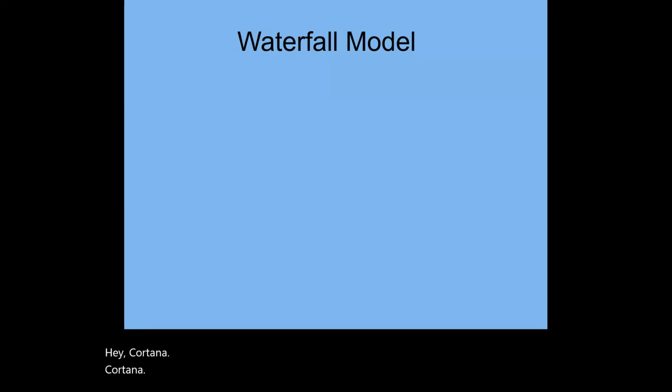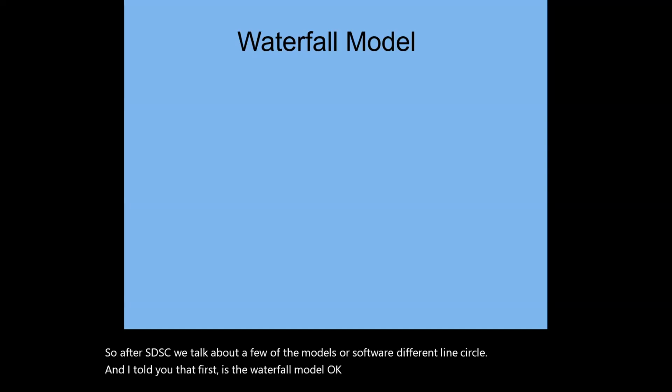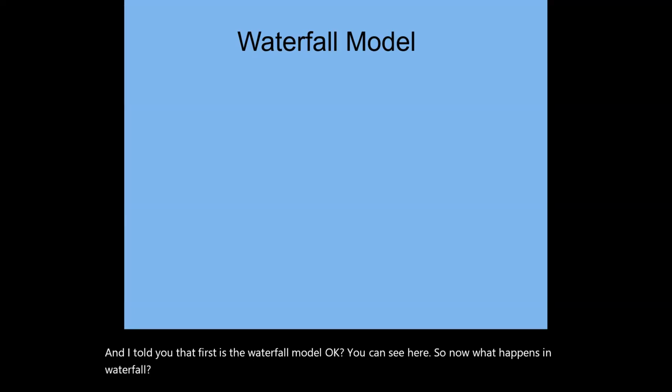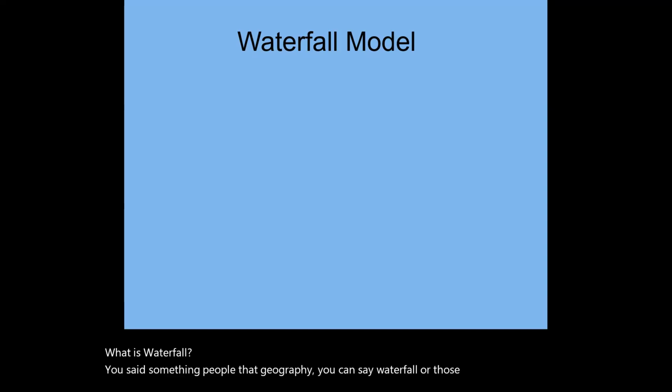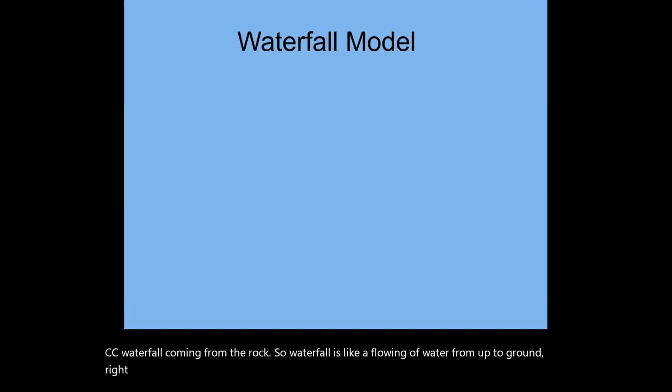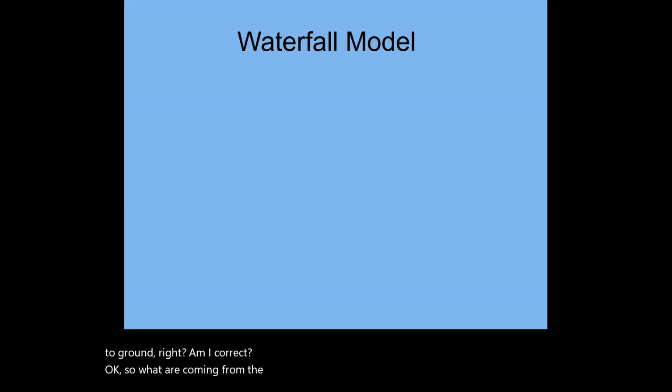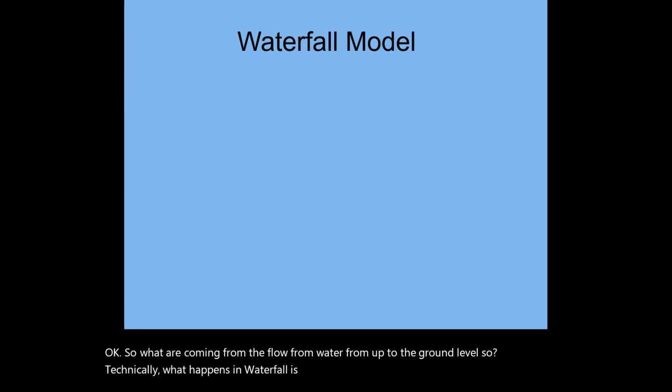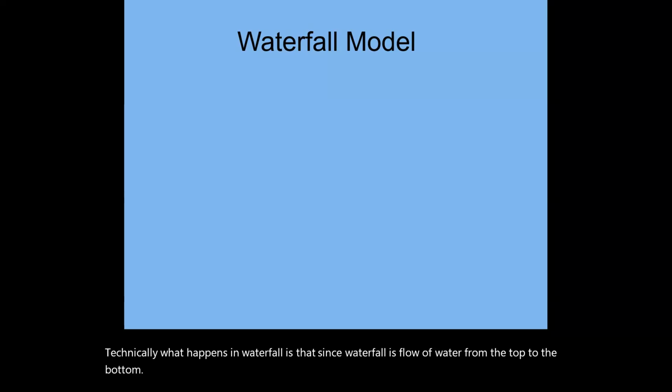Okay. So after SDLC, we talk about a few of the models for the software development life cycle, and I told you the first is the waterfall model. You can see here. Now what happens in waterfall? People that do geography, or those that go on vacations, see waterfall coming from the rock. So waterfall is like a flowing of water from up to the ground level, am I correct? Yes. Okay. Technically, since waterfall is the flow of water from the top to the bottom, this defines the waterfall model.